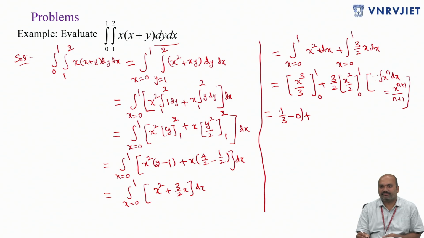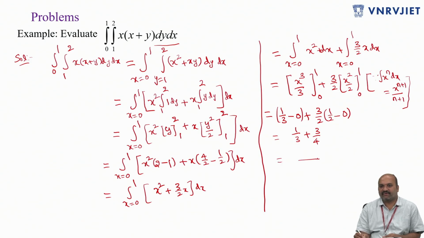Next plus, here it is 3 by 2 into upper limit is 1, 1 square is 1, 1 by 2. Substitution of lower limit 0, so it is 0 by something, 0. Now it is equals to 1 by 3 plus 3 by 2 into 1 by 2, which is 3 by 4.